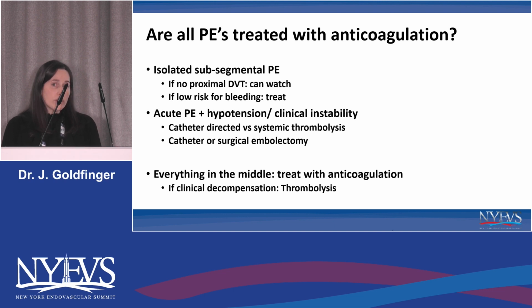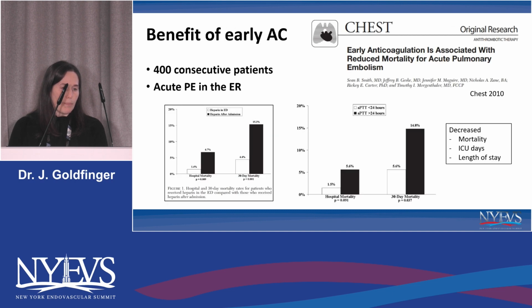And then at the other end of the PE spectrum are the acute PEs with hypotension, clinical instability, and those are the ones that are treated with catheter-directed thrombolysis, systemic thrombolysis, embolectomy. And then basically everything else in the middle, everything that's not this isolated subsegmental and everything that's not risky, we just treat with anticoagulation. And the caveat is always, if the patient decompensates somewhere along the way, then you go to the more aggressive treatment.